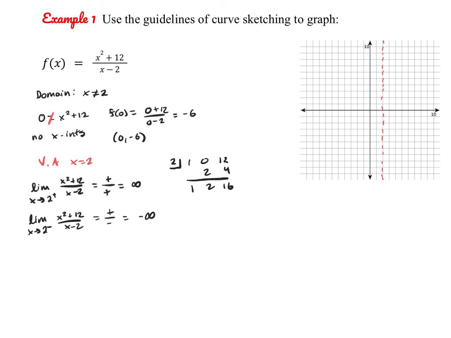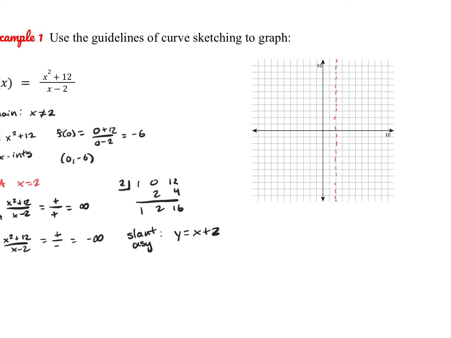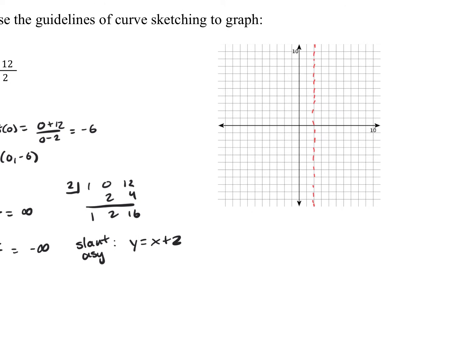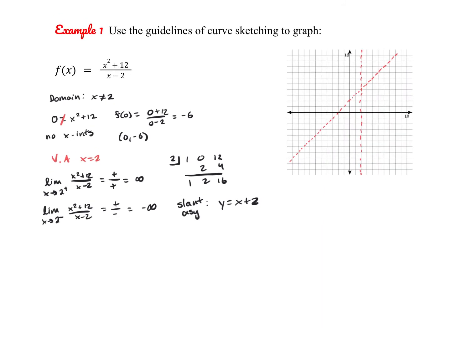And so our slant asymptote is y equals x plus 2. So we can sketch that on our graph really quick if we would like. It's just a linear equation that has a slope of 1 and a y-intercept at 2. And there you go.